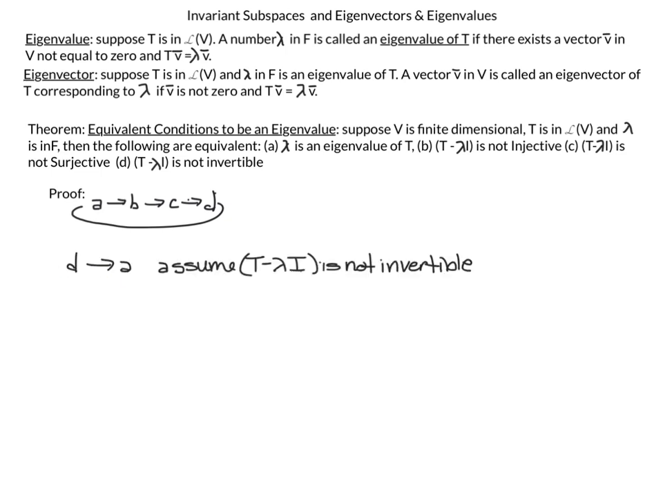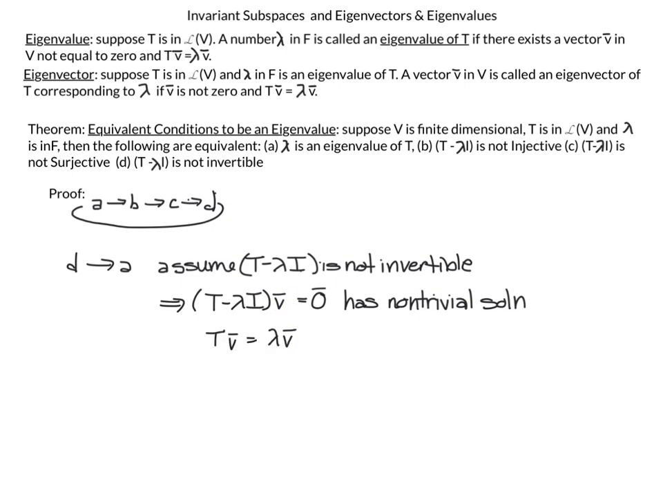Finally, we have D implies A. So we're going to start with D. T minus lambda I is not invertible, and we want to prove lambda is an eigenvalue of T. So if T minus lambda I is not invertible, that means that T minus lambda I times a vector v equals 0 has non-trivial solutions for vector v. And we've seen that this equation is algebraically equivalent to Tv equals lambda v. Since v is not equal to 0, it's non-trivial. That means that lambda is an eigenvalue of T.